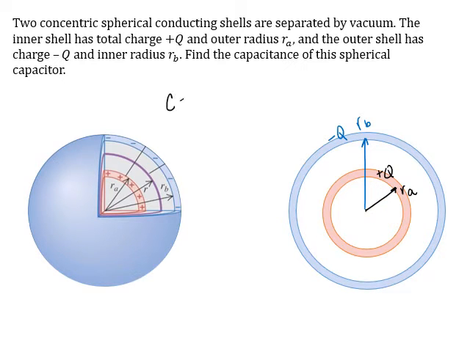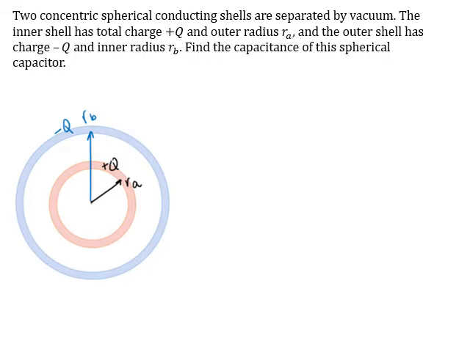We'll use our familiar expression of C equals Q over delta V to find the capacitance. So what we're going to have to do is find the potential difference between these two shells. So the potential difference between the shells means we need to find the potential at point A, so the potential at a distance of RA, subtract the potential at a distance of RB. That's going to be our delta V. And that's what we're going to use in our expression for capacitance. So if we want to find the potential, it would help to know the electric field. How do we find the electric field?